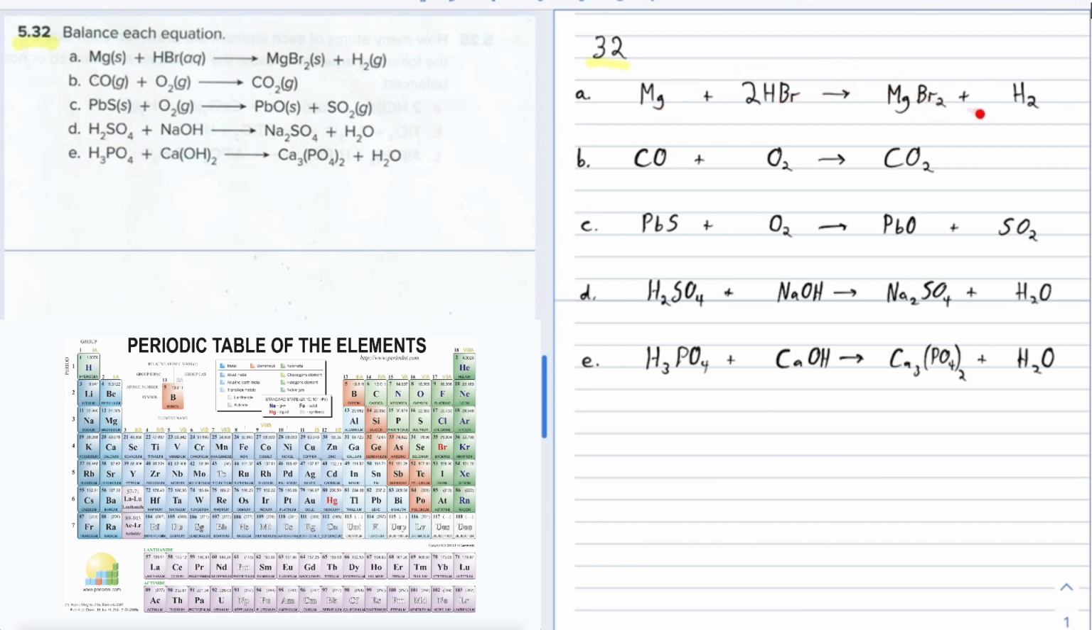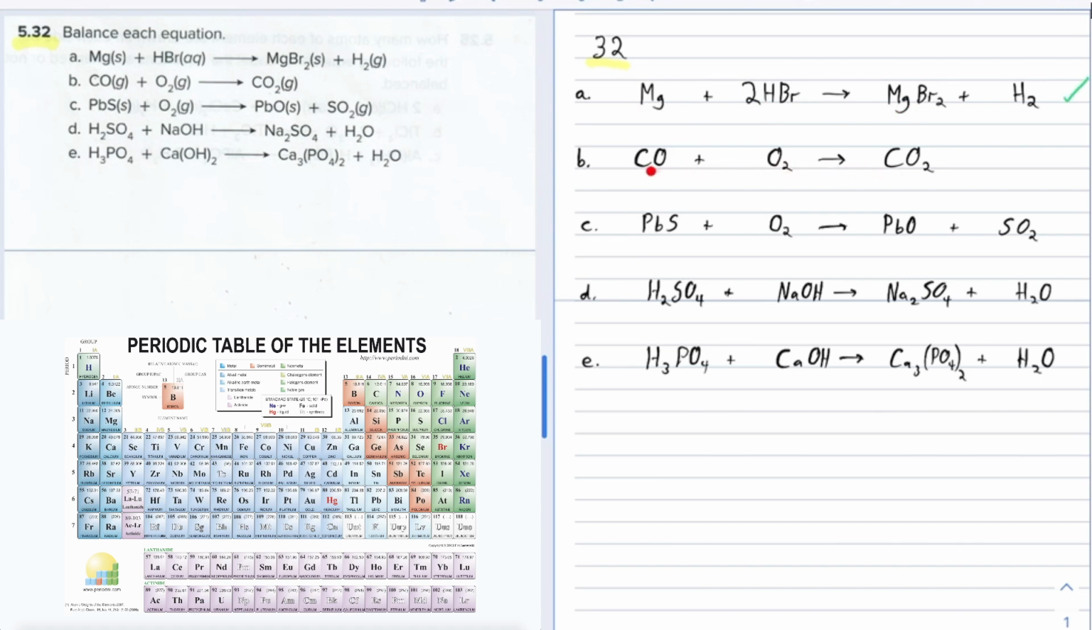Okay, now we can do the magnesium and the hydrogen. And you see the hydrogens are already done. You got 2 hydrogens on the right. 2 times 1 is 2 hydrogens on the left. And the magnesiums are done as well. So you got 1 magnesium and then 1 magnesium over here. So this one's good. Check.